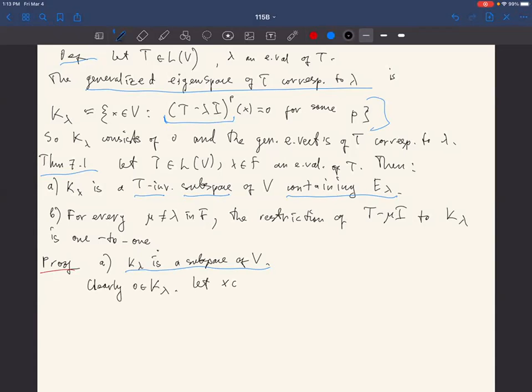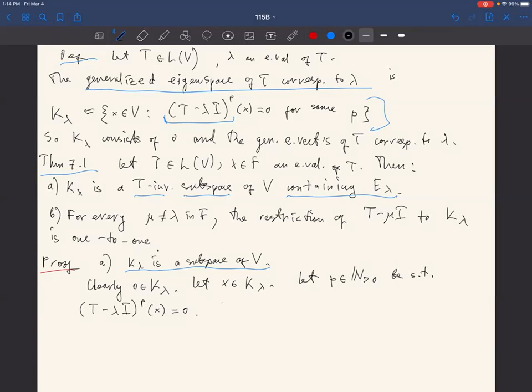Now let x be an arbitrary element of K lambda. Then by definition of K lambda, there exists some p, a positive integer, such that T minus lambda I to the power p evaluated on x is equal to 0, right? And just to make sure we're all on the same page, here the power is the composition. So it means we are taking the composition of this linear operator, T minus lambda I, with itself, p times. Okay, so we have that this is equal to 0, by definition, because x is an element of K lambda.